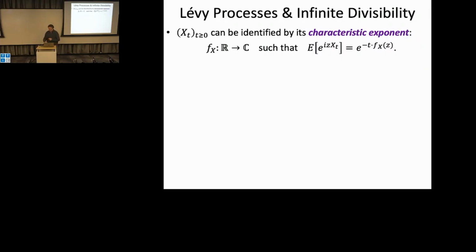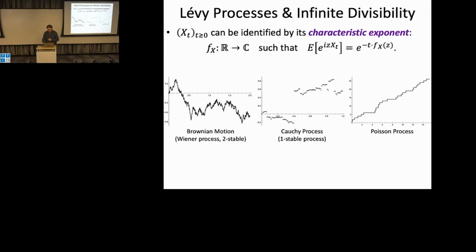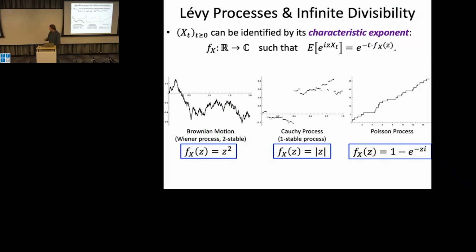Whatever this function f of x is, this is called the characteristic exponent of the process. For some examples: for Brownian motion, the characteristic exponent is proportional to z squared. For Cauchy processes, it's proportional to the absolute value. Poisson, something else. Interestingly enough, each of these functions is something that we knew was sketchable. So there is an association between the exponents that you're likely to see from Levy processes and functions that we did know were sketchable.